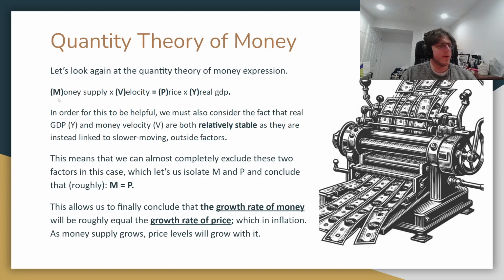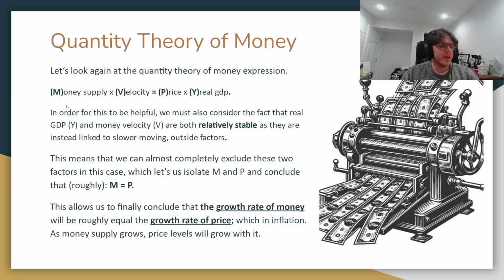So let's look at that again. Money supply times velocity equals price times real GDP. Right away, we're going to look at the two factors, velocity and real GDP. These two are kind of outsiders. They're both relatively stable, and they're both instead linked to slower moving outside factors. That lets us essentially exclude them from the equation, and we can narrow it down to M equals P. M and P can be isolated here.